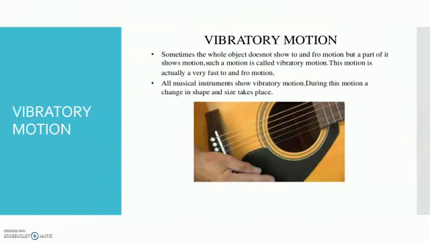And the last motion is vibratory motion. Sometimes the whole body does not show to and fro motion, but a part of it shows motion. Such a motion is called vibratory motion. This motion is actually a very fast to and fro motion. So all musical instruments show vibratory motion.